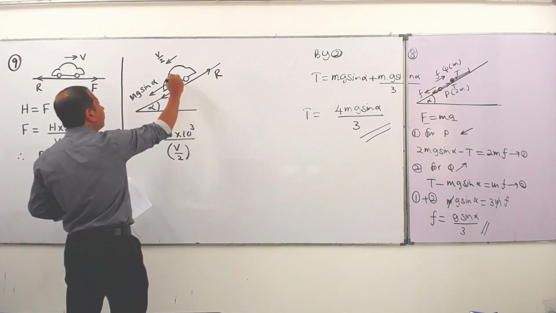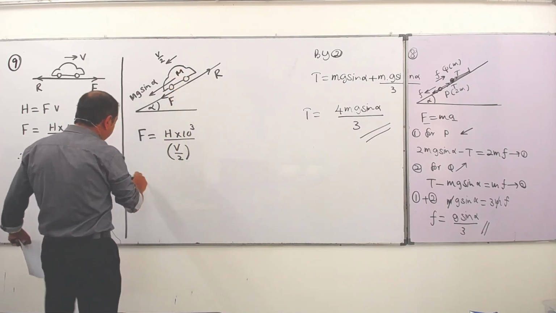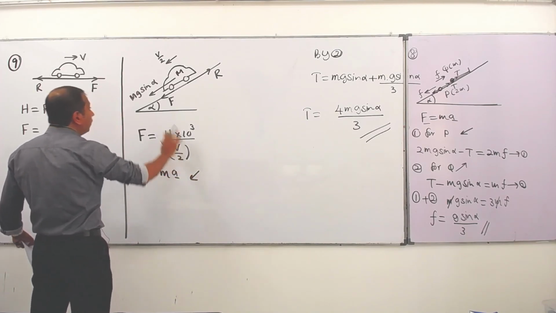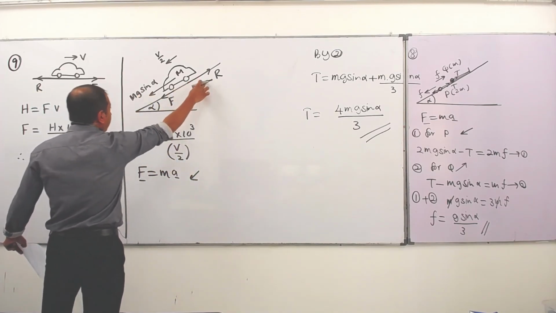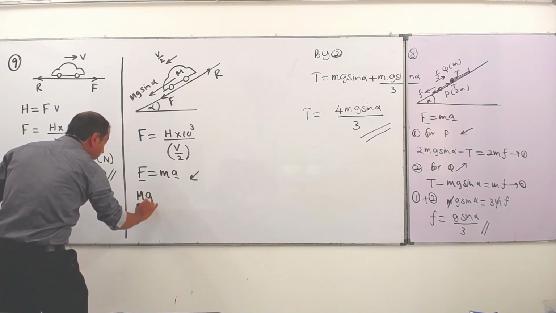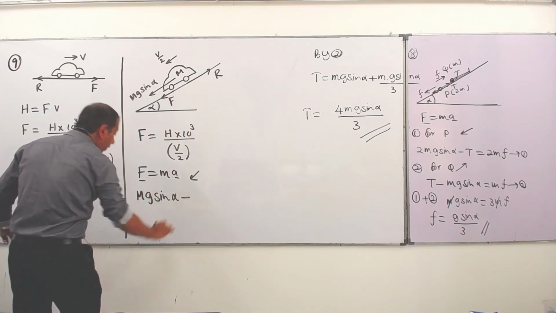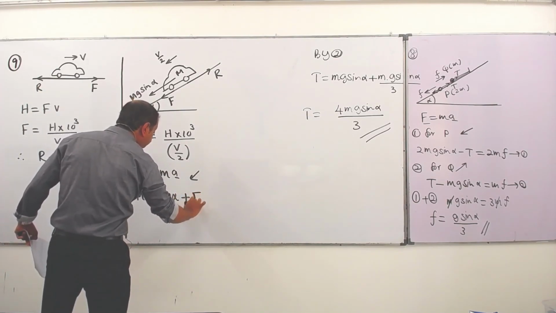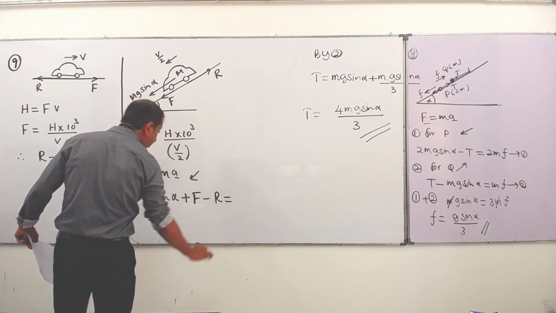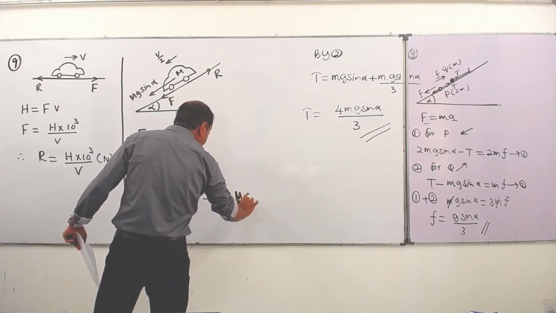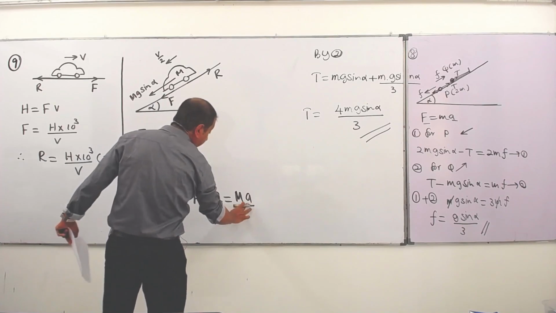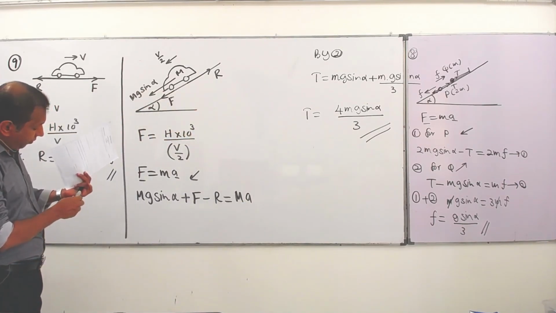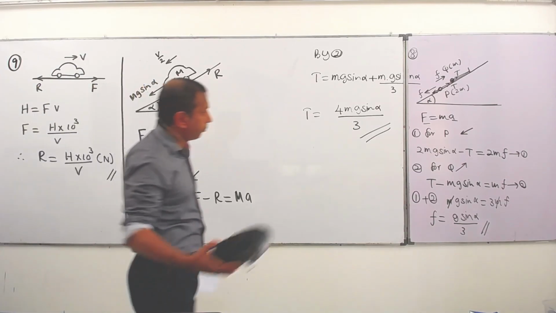The mass is same. Now we apply F equals ma for the car in this direction. Mg sine alpha plus capital F minus R equals m a. A is the acceleration. Now we can simplify this, and thereby you can take the answer.